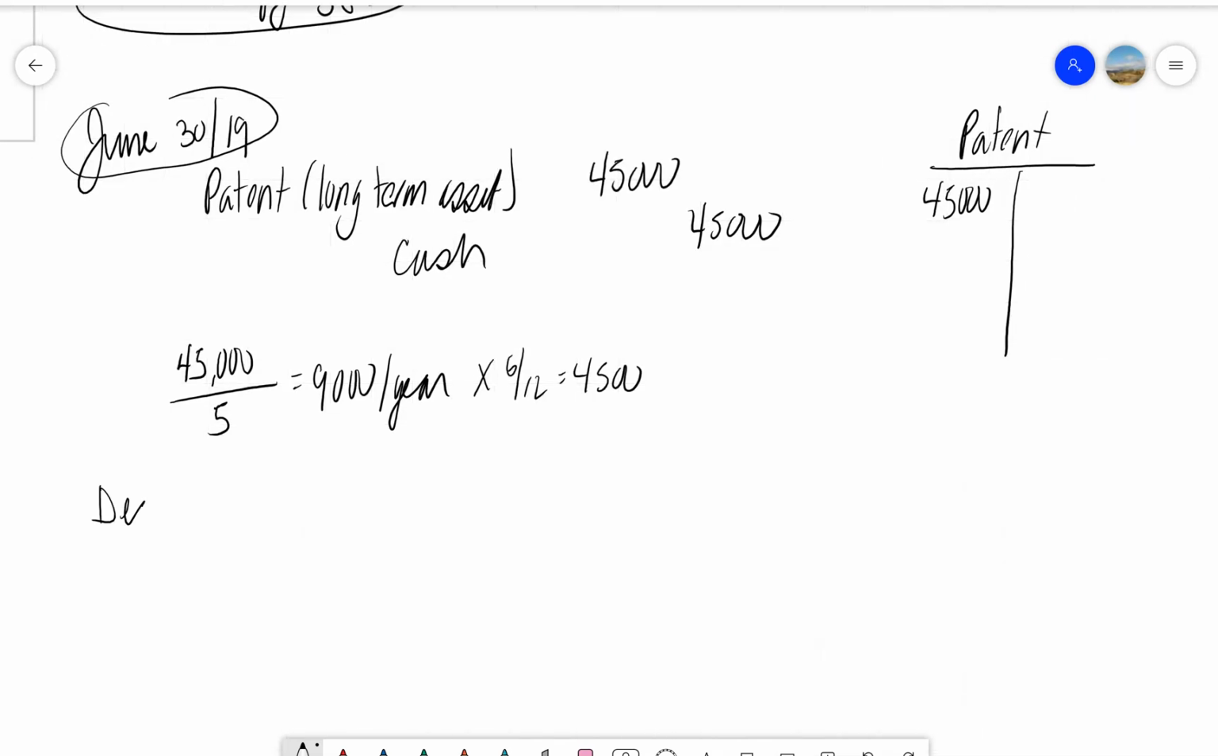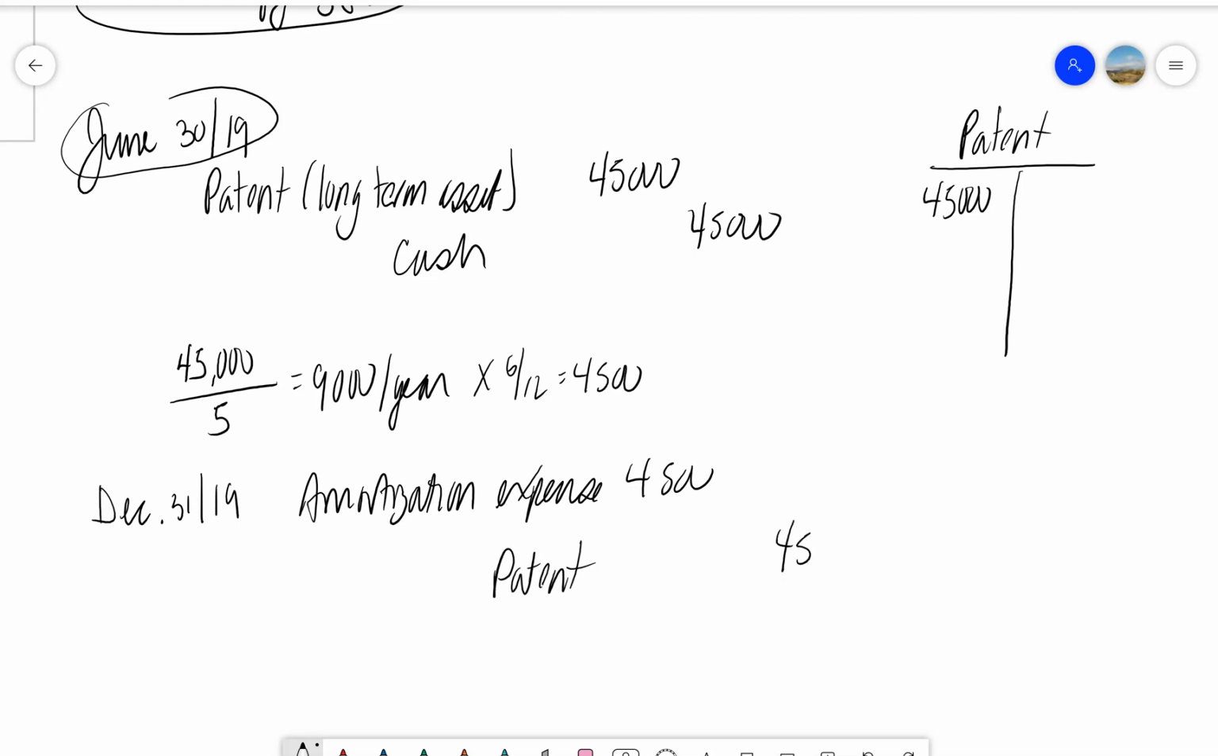So on December 31st, when we record the amortization expense, we're going to debit amortization expense for $4,500, but we're not going to set up an accumulated amortization. All we're going to do is just credit our patent account. And so that's just going to go directly into our patent account rather than set up accumulated amortization. And once again, the reason for that is that there's going to be no residual value. So we just put all the accumulated amortization directly into the patent account.